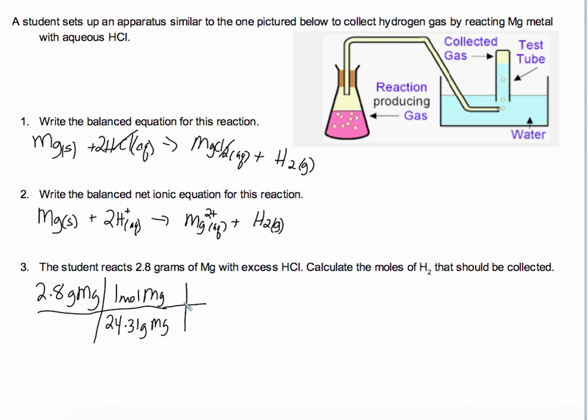Okay, so after you change to moles comes the mole ratio from the balanced equation. So basically for every 1 mole of magnesium, you're going to get 1 mole of H2. So 1 mole magnesium, 1 mole H2. You do the math and you end up getting 0.12 moles H2.